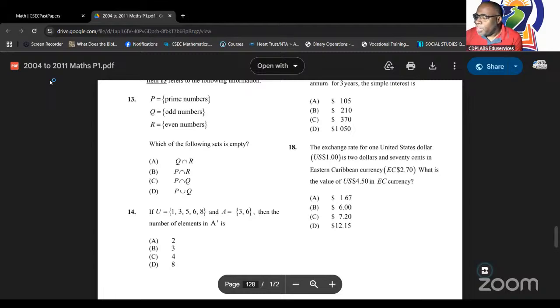Good job. When you're ready again, you can tell me. Ready again, Kelly? Yes, sir. All right, good. Now, the exchange rate for one United States dollar to EC dollars is $2.70. And they're asking you what is the value of 4.50 in EC currency.